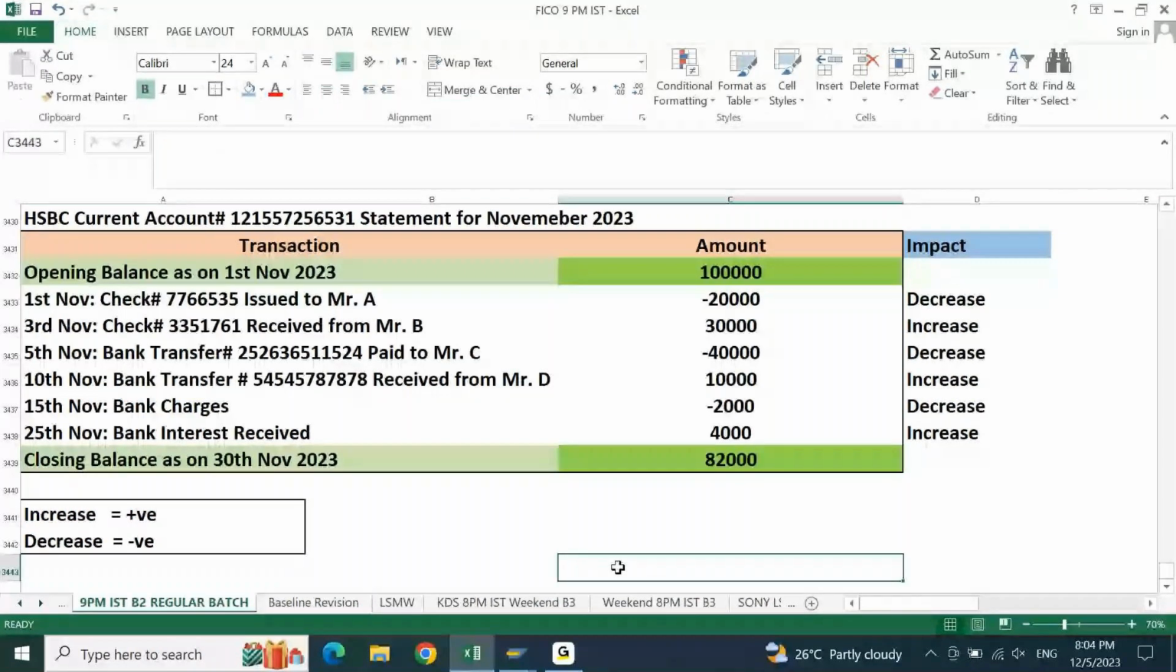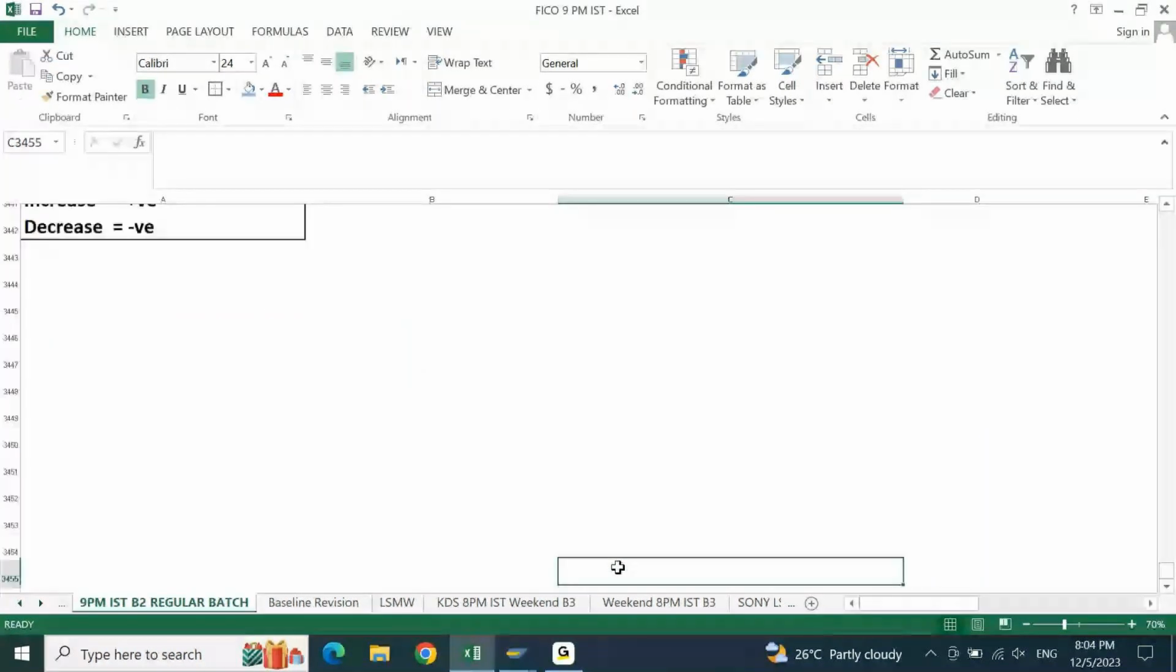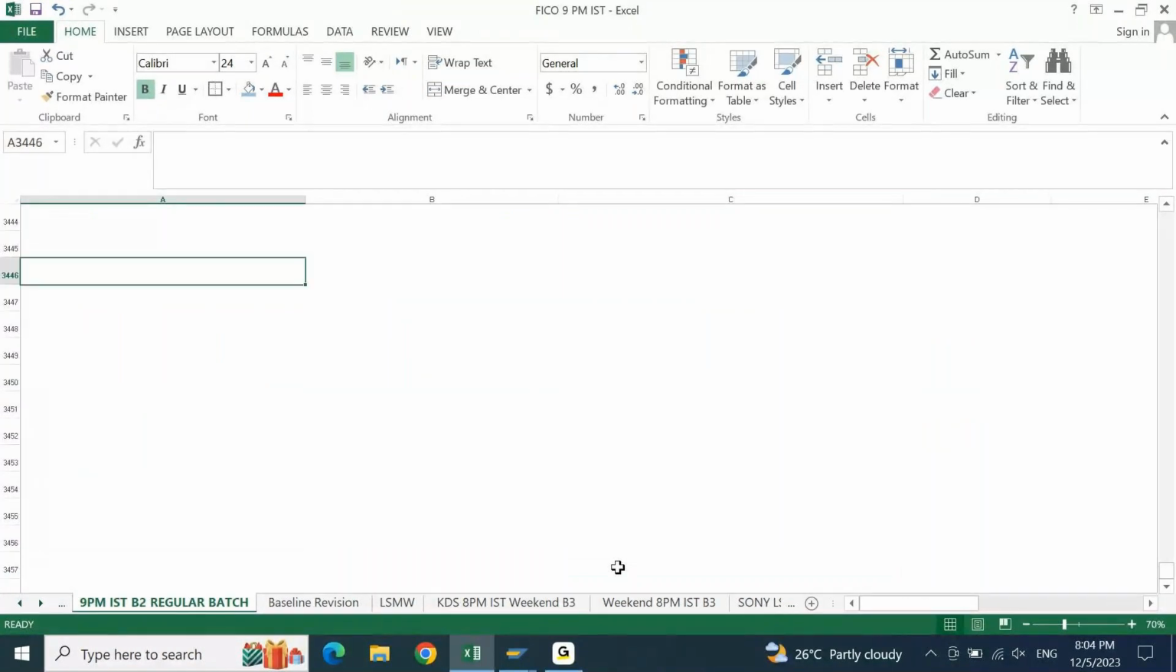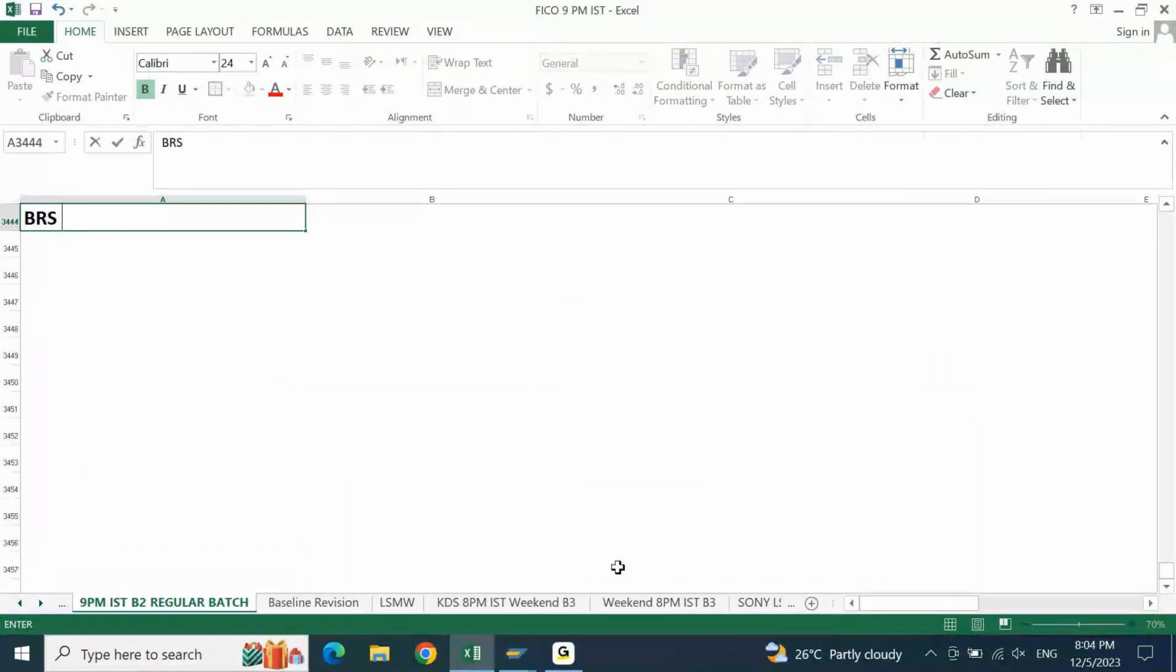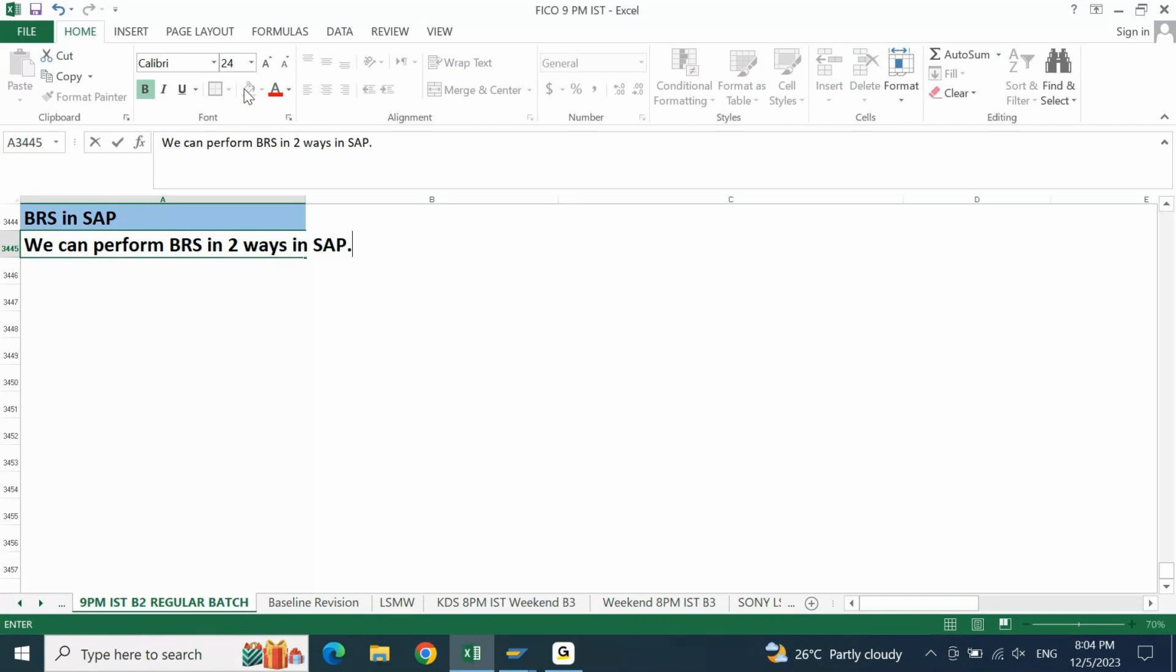For this statement, if you have to do it manually in accounting, you don't need to do anything. But if you have to do this bank reconciliation, BRS, in SAP, there are two ways to do it. Now, if I put BRS in SAP, we can perform BRS in two ways in SAP.